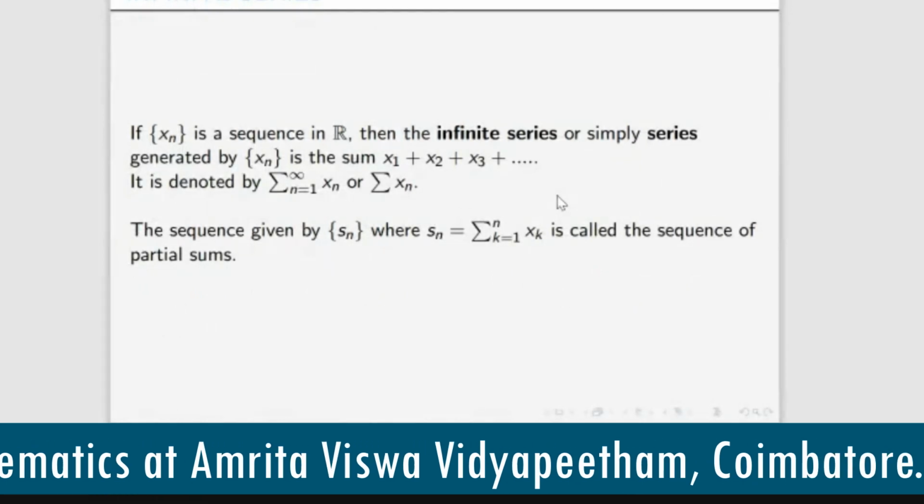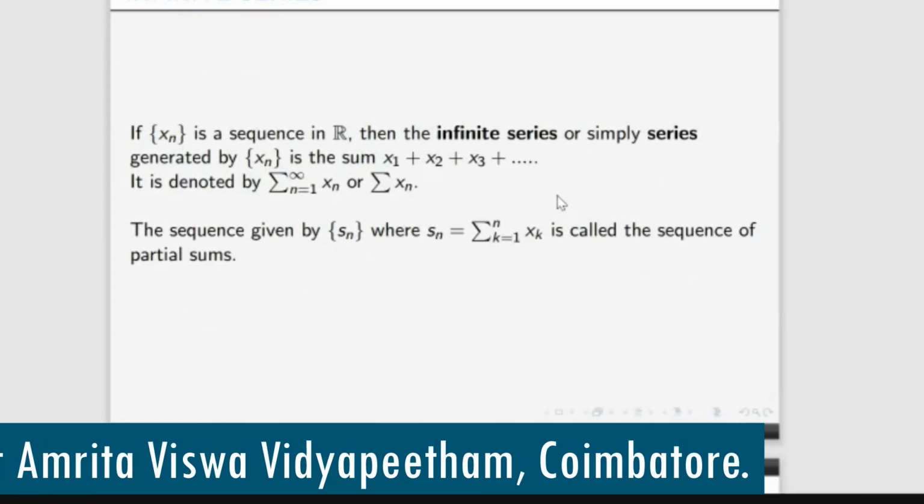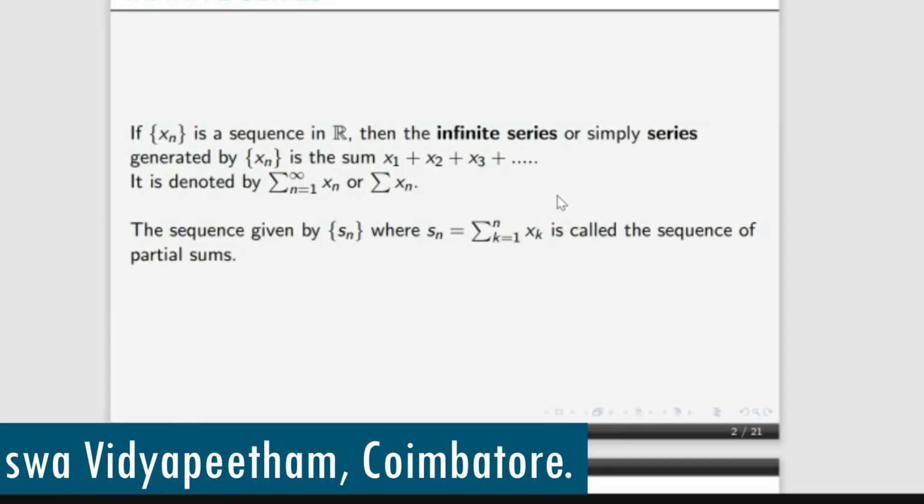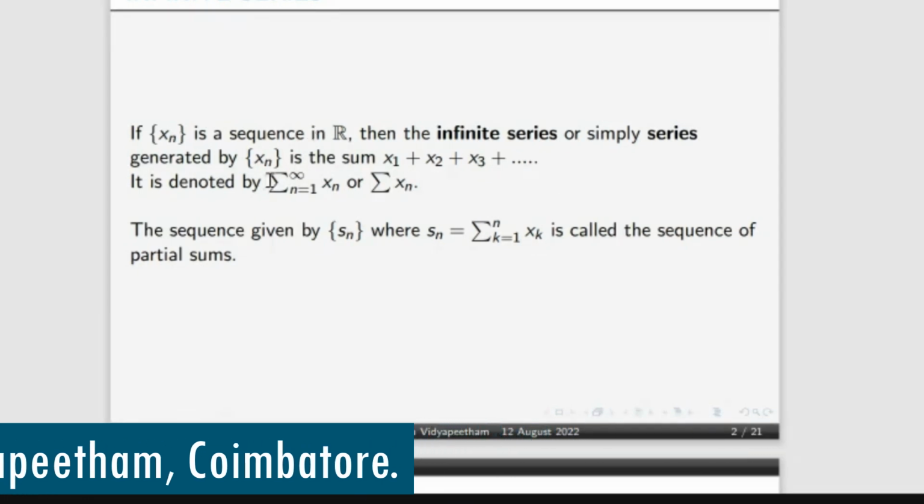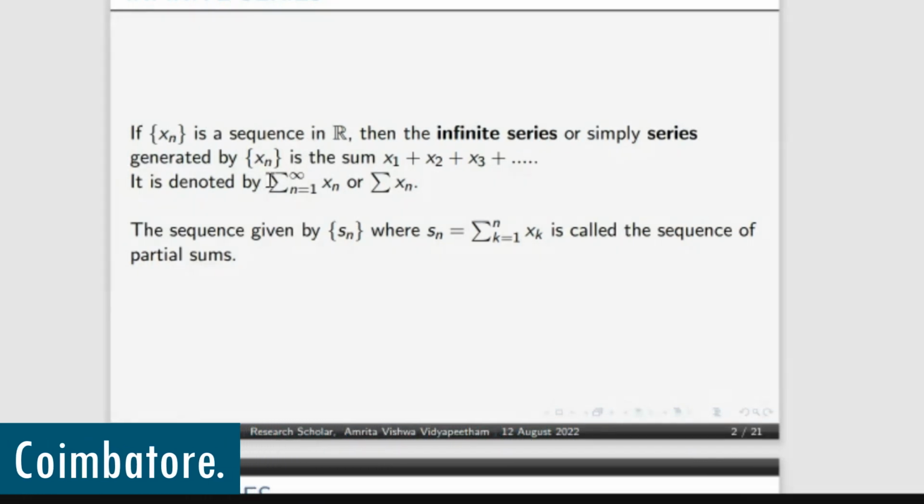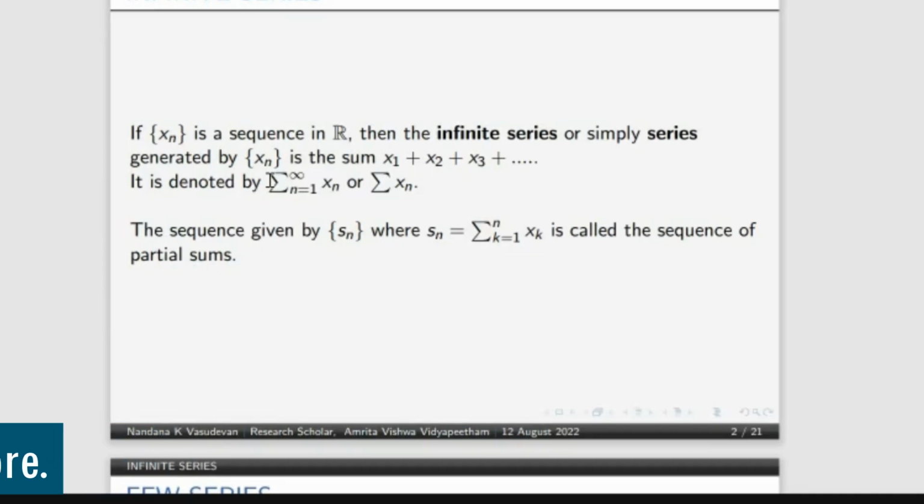So in order to define a series, we should be given a sequence. That is, if Xn is a sequence in R, then the infinite series, or simply series, which is generated by that sequence, is the sum of all the terms in that sequence. And it is denoted by sum n equals 1 to infinity xn, or simply sum xn.